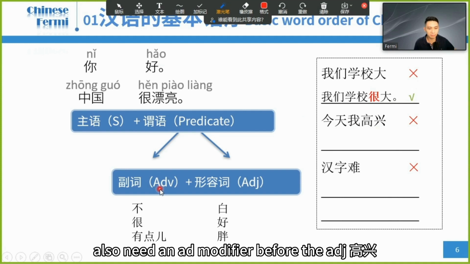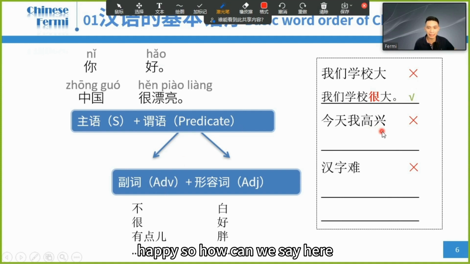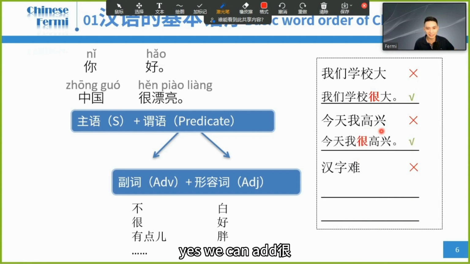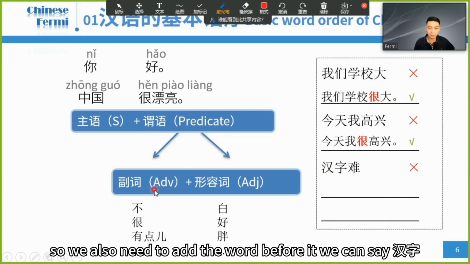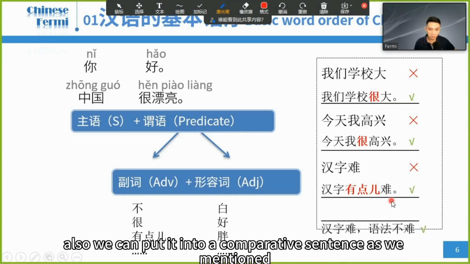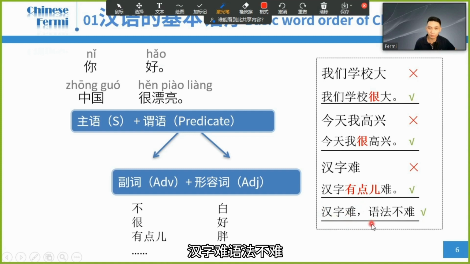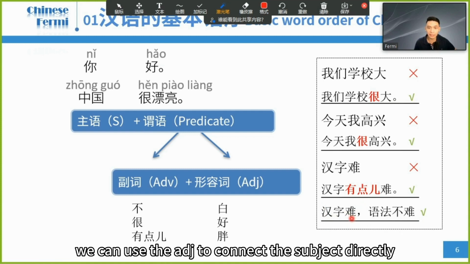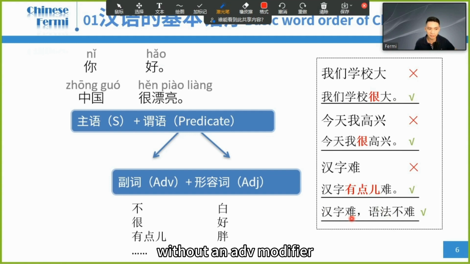Next example, 今天我高兴, Today I happy. We also need an adverbial modifier before the adjective 高兴, happy. So how can we say it here? Yes, we can add 很 before 高兴: 今天我很高兴. The last example is here. 汉字难, Chinese character difficult. So we also need to add an adverbial before it. We can say 汉字有点难, Chinese character a little bit difficult. Also, we can put it into a comparative sentence as we mentioned. 汉字难,语法不难. In this case, we can use the adjective to connect the subjects directly without an adverbial modifier.